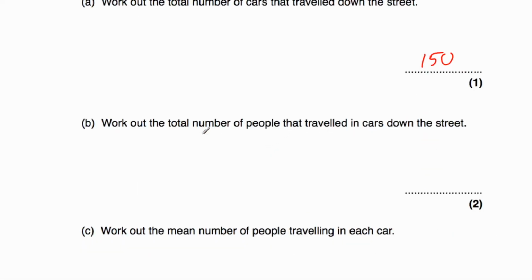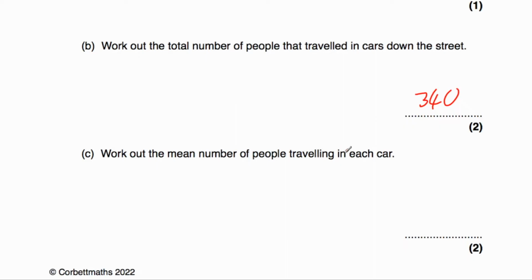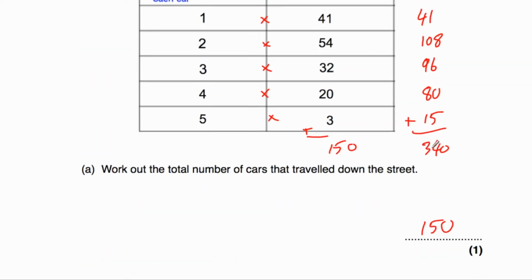So part B says work out the total number of people that travelled in cars down the street. That would be 340. And finally, we're asked to work out the mean number of people travelling in each car. So there's 340 people altogether. We're going to divide that by the number of cars, which was 150. In other words, we're dividing the total FX by the total frequency.